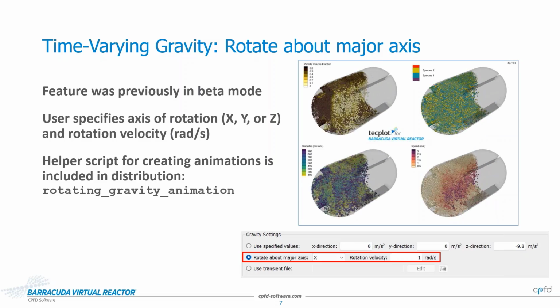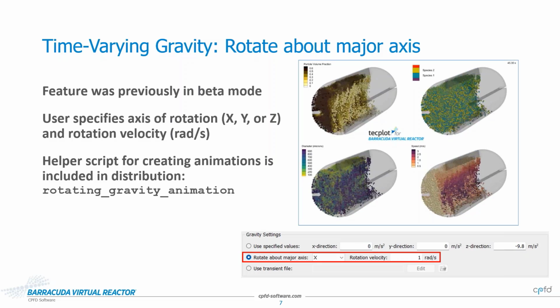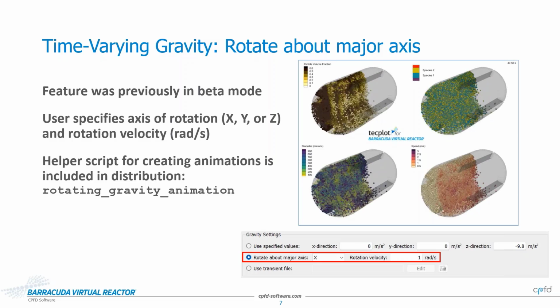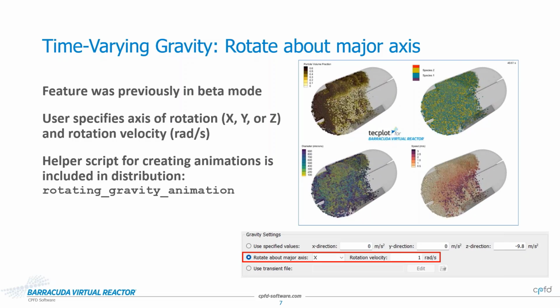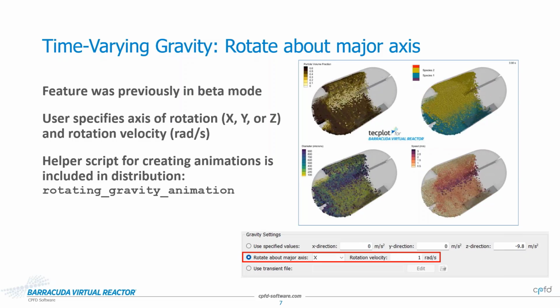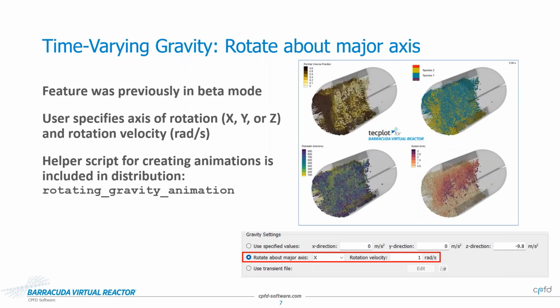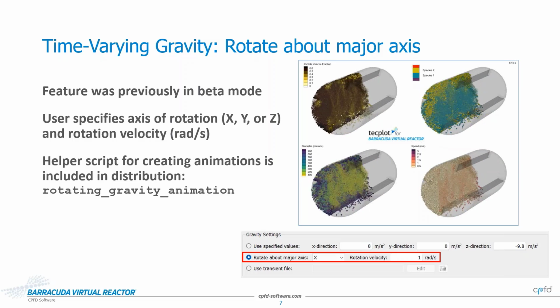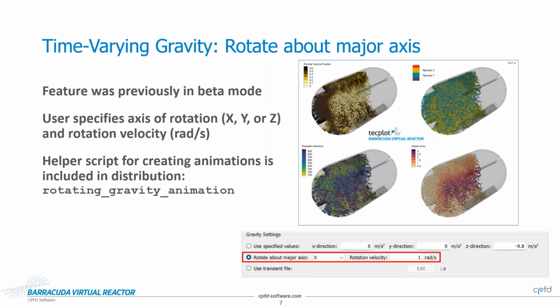And so for people who have this type of system, I hope that this is a very useful feature to you. The way that this works is that the domain itself is not actually moving, but the gravity vector is being rotated, and so then we can get the effect of a moving domain.